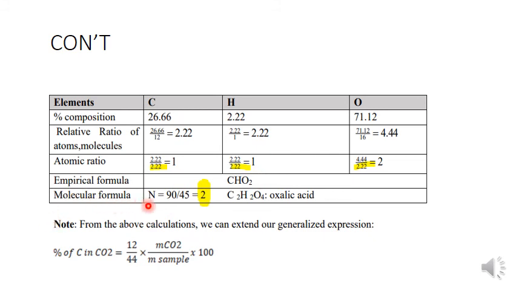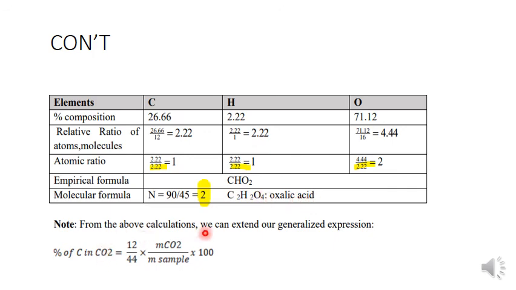For the molecular formula, we take the molecular mass over the empirical formula mass. It is equal to 2. This molecular formula is this one. This 2, 2, 4, oxalic acid.